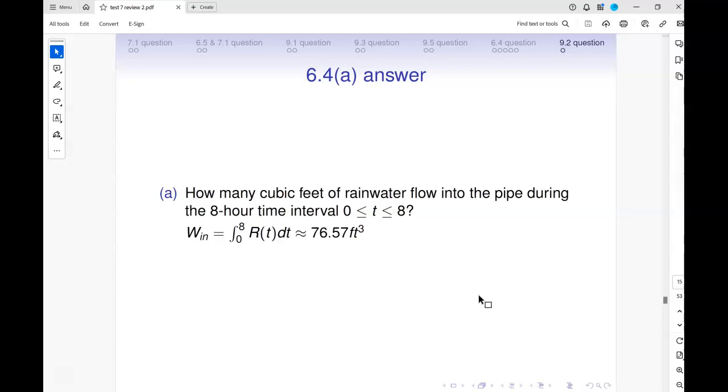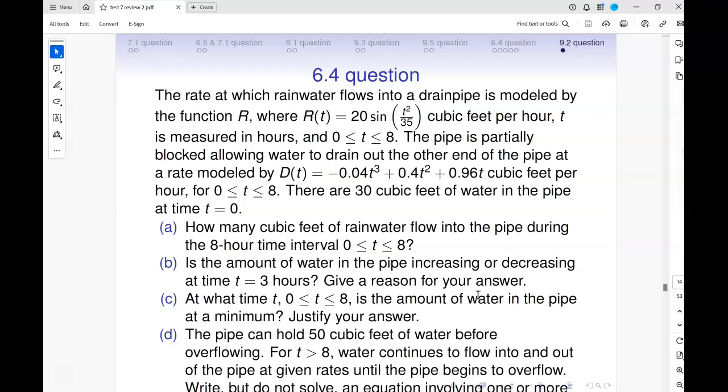Helpful hint, I would type R of t and D of t into the y1 and y2s, because we'll use those, I think, several times. And then you don't have to retype it every time you want to use it. You know what I mean? Now, the downside of doing this is if you make a typo, it screws up all the problems. But on the AP, if you wrote the integral 0 to 8 R of t dt equals, and you wrote the wrong answer, you'd at least get the point for the setup, I think. Which is not the end of the world.